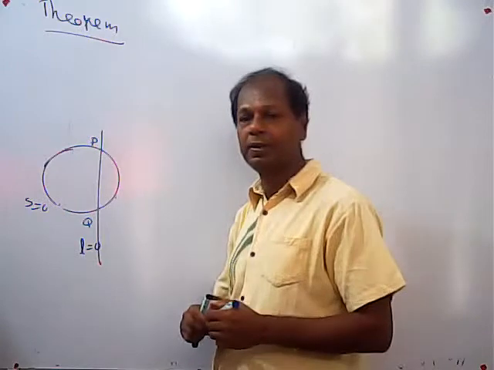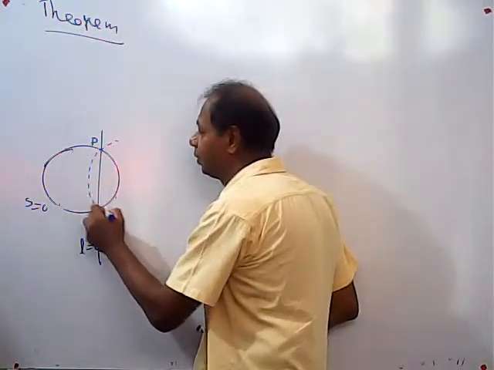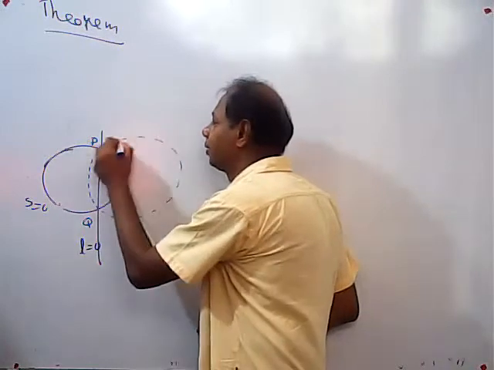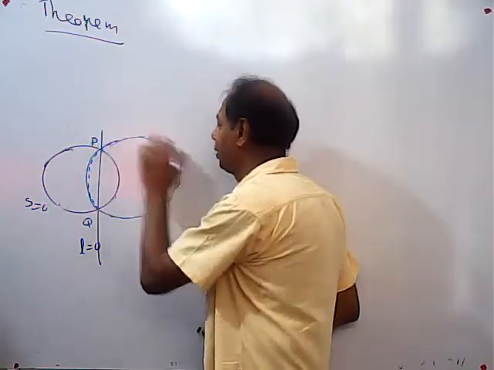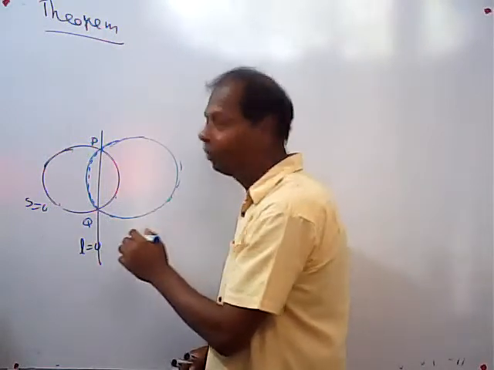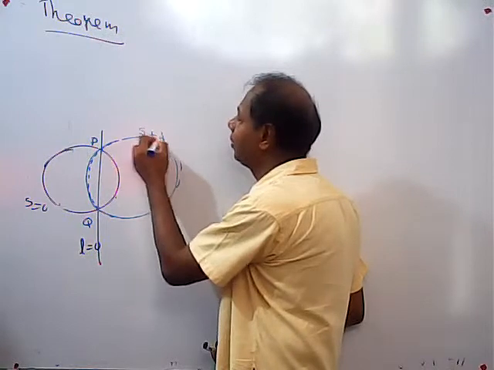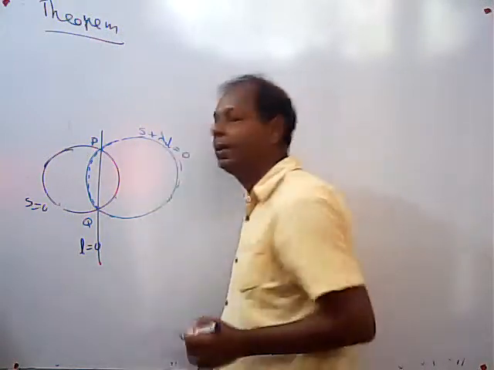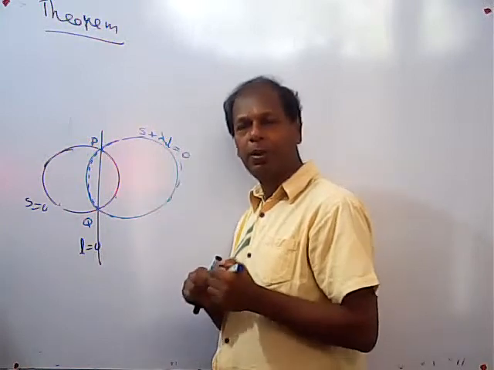The theorem says any of such circles passing through these two common points can be written in the form S plus lambda L equals 0.